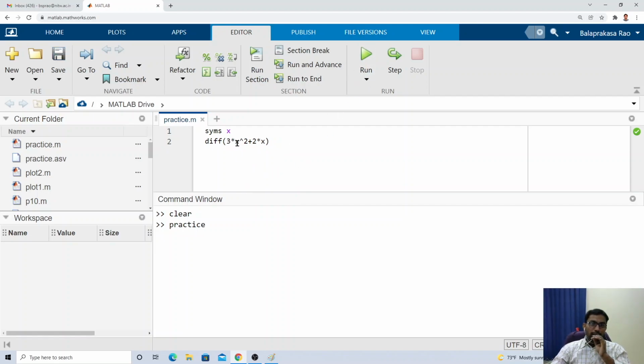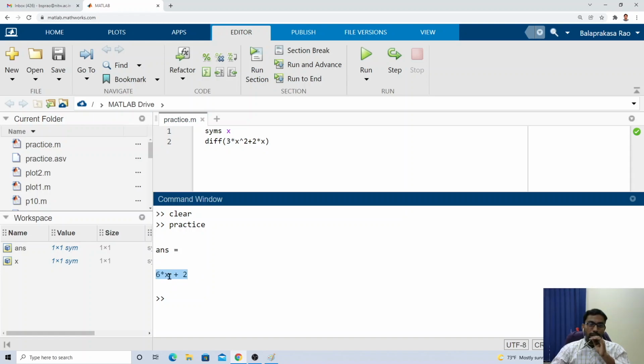What is the differentiation of 3x square plus 2x? Obviously it is 6x plus 2. So it was returning 6x plus 2. And note that it was returning the symbolic result only, right? So far we are not working with numbers. We are giving symbols, the system is returning the result as a symbol only, right? Now similarly you can cross check many things in differentiation also, right?